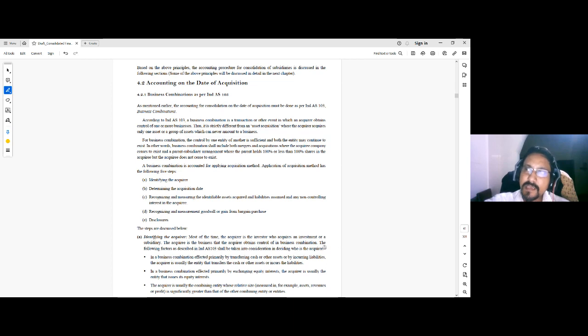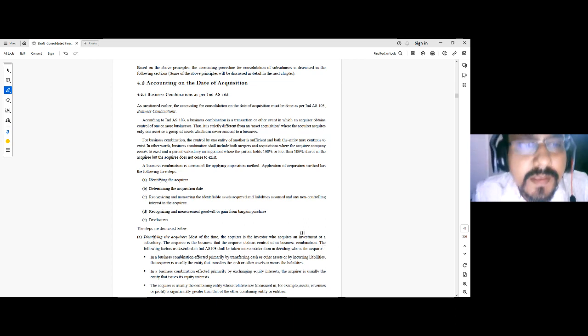In that case, the parent company may acquire 100% of the subsidiary company, which we'll call wholly owned subsidiary, or it may acquire less than 100% of the subsidiary company, but the subsidiary company still exists. In those situations, consolidation will be required for all subsequent reporting dates. We will first know how on the date of acquisition consolidation is done as per 103, and then we will come to know how consolidation will be done as per 110 for all subsequent reporting dates.